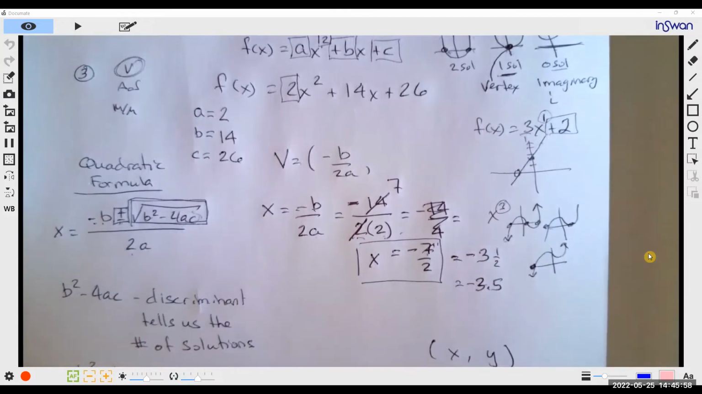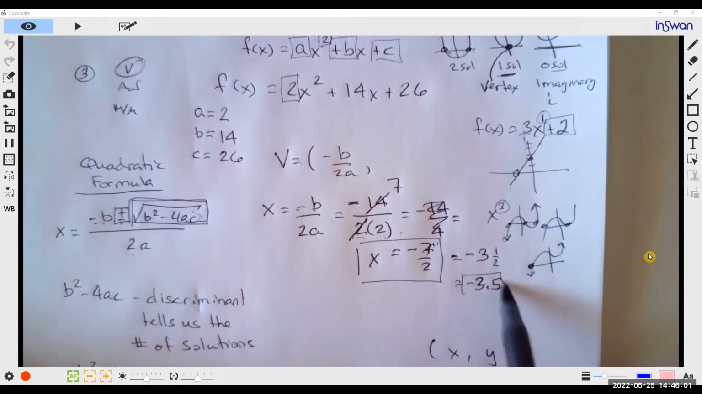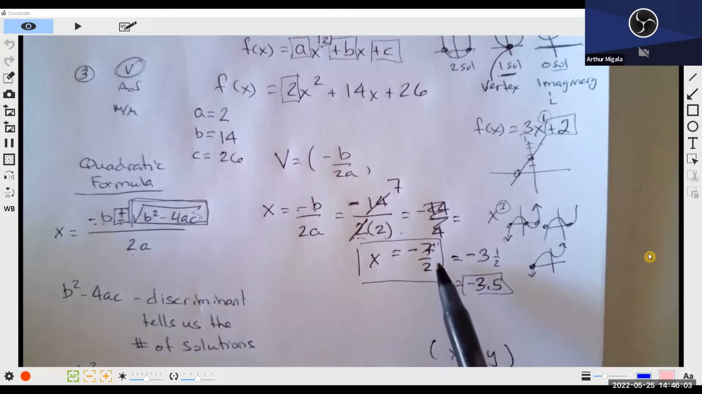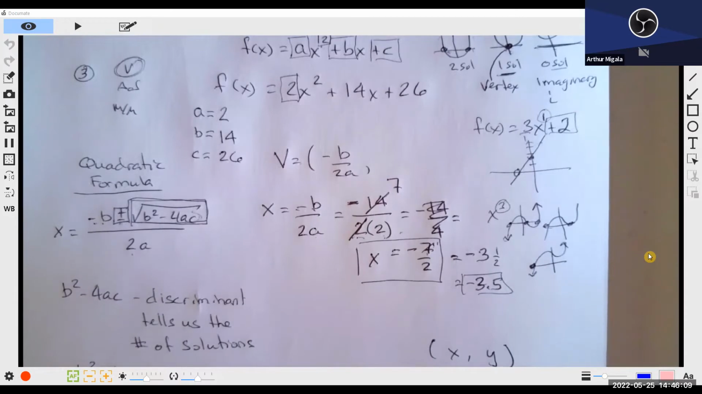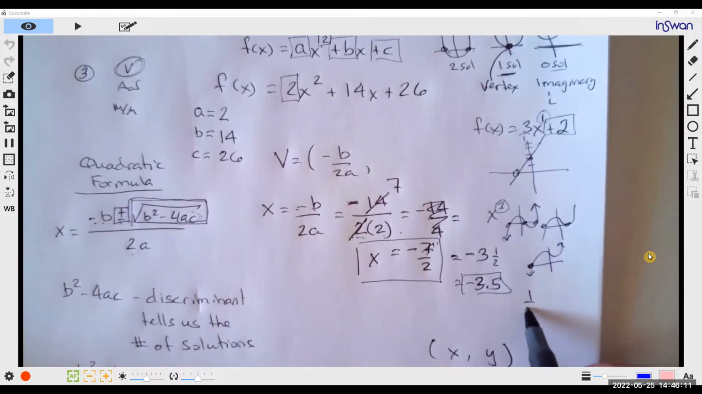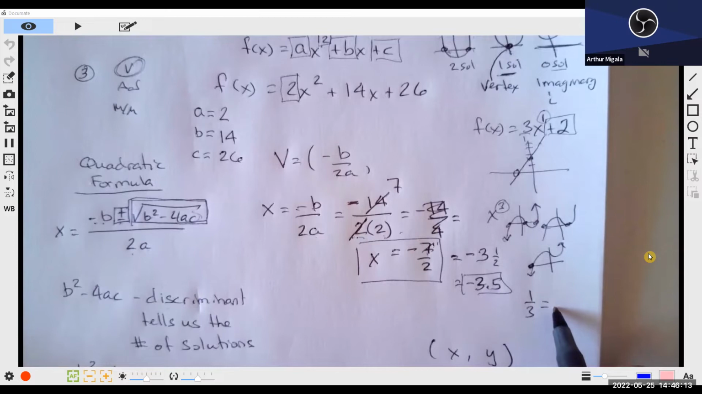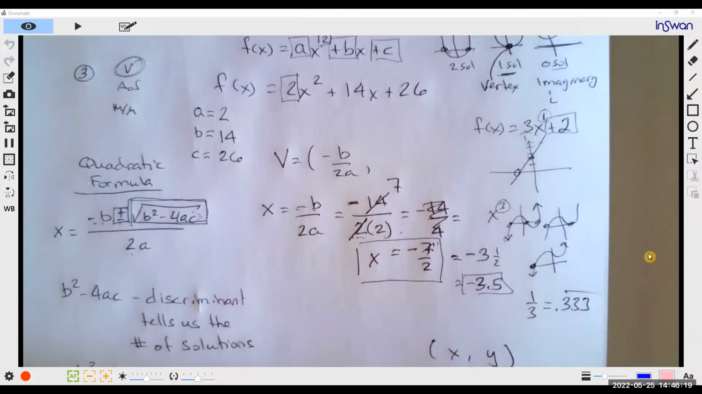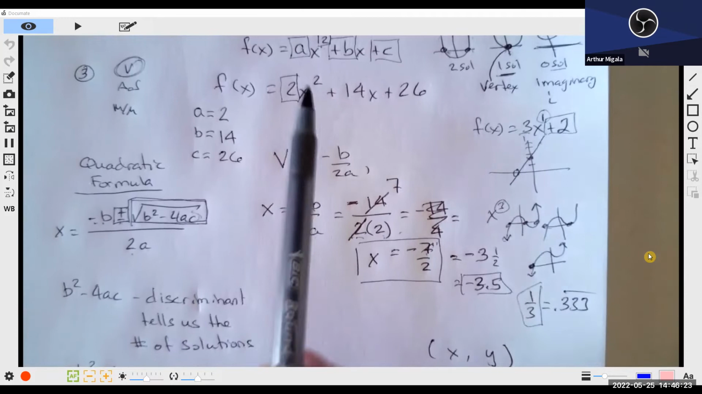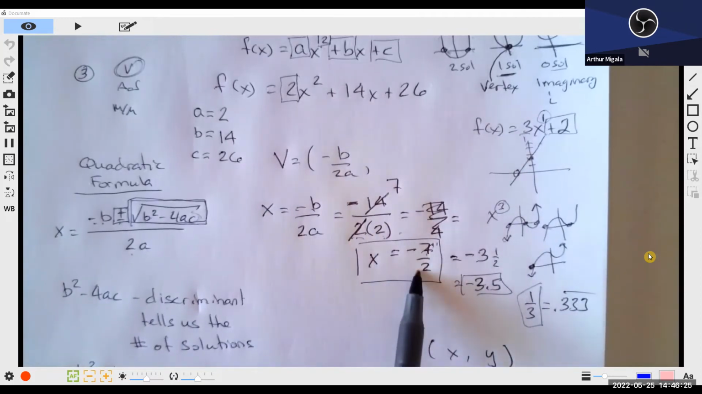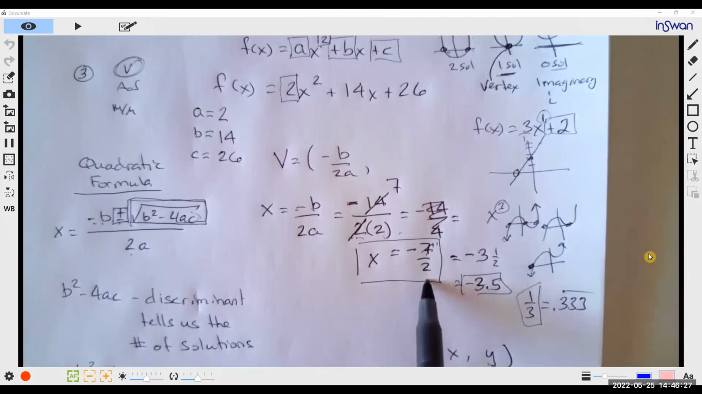So it's 3.5. But in this case, we're not doing decimals, because fractions are more accurate than decimals. 1 over 3 is much more accurate than 0.333333333, and you can't write enough of those. So we leave them as fractions. So we take the equation and find the x value.